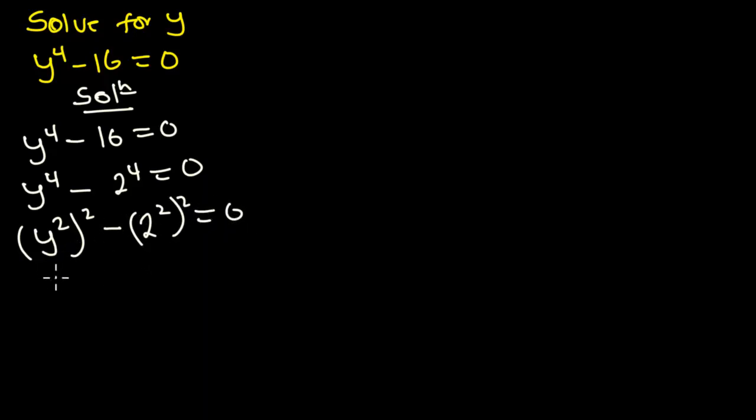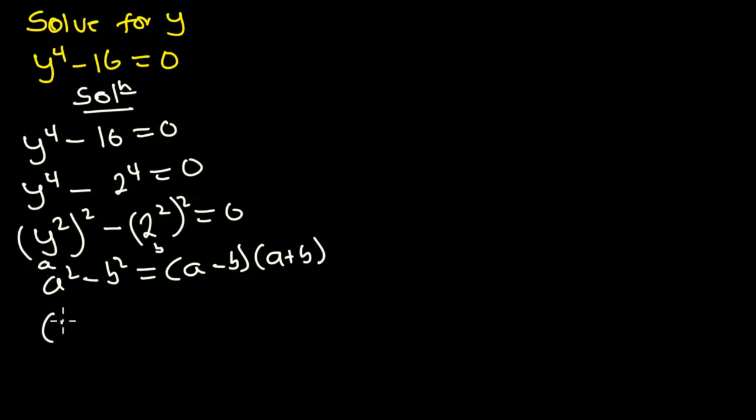Now this is of the form a squared minus b squared, and in this case we can express this as a minus b multiplying a plus b, and so from here y squared turns out to be our a, and then 2 squared turns out to be our b. So we are going to have y squared minus b, and then b is 2 squared multiplying a plus b, and a is y squared plus 2 squared is equal to 0.